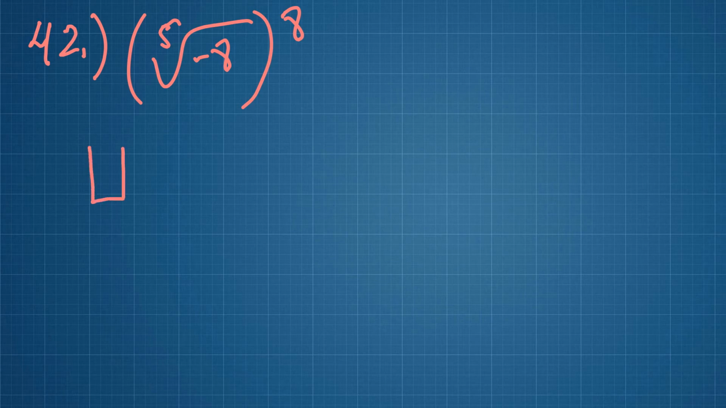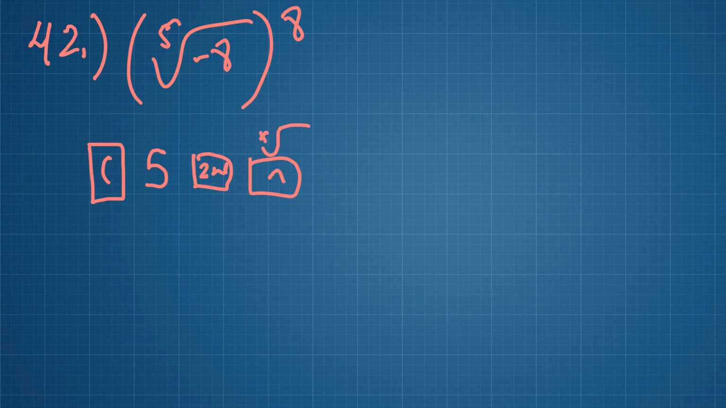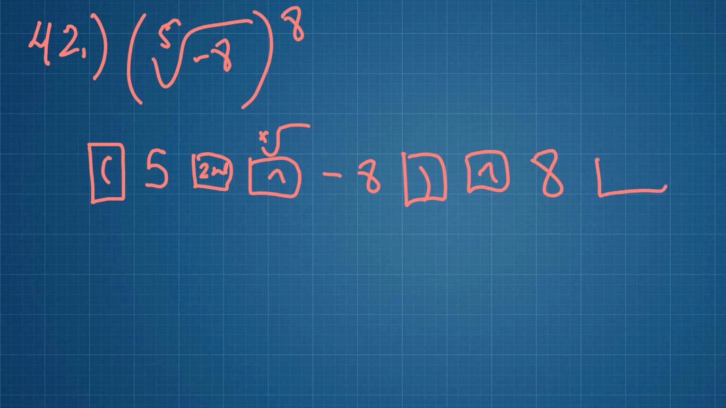Alright, 42. We have the fifth root of negative 8 all to the 8th power. So in my calculator, I'm going to type in left parenthesis 5. Hit the second button. Then I'm going to hit my caret button, because I want that x radical button. Negative 8. Close the parentheses. Caret again. Then to the 8th power. And finally hit my equal sign. And I am going to get 27.86.